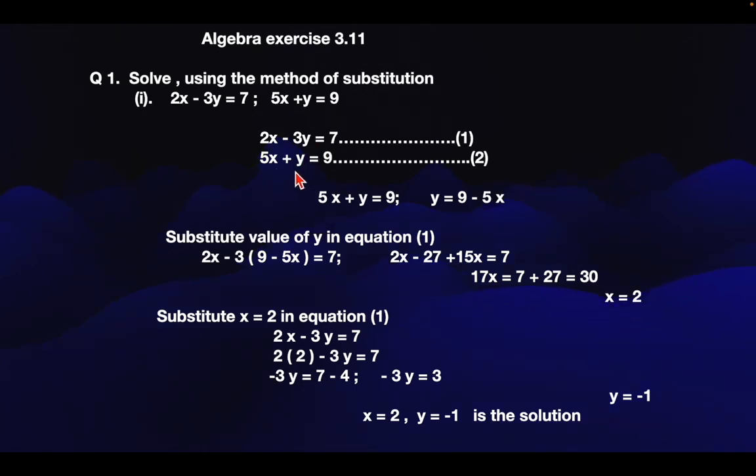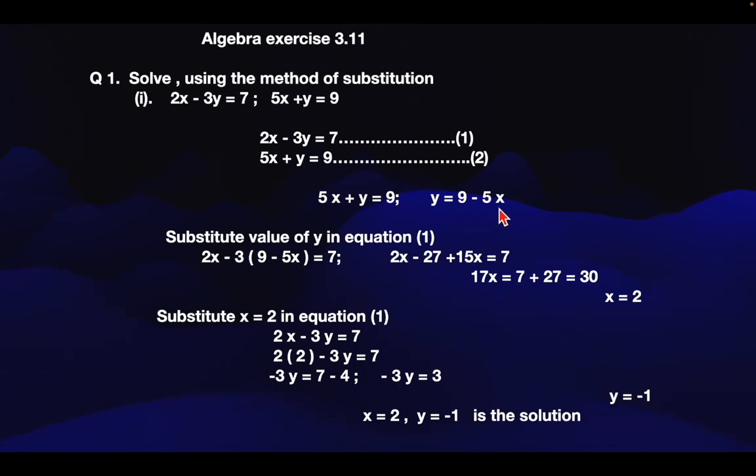For simplicity, I am going to take this second equation, and y is equal to 9 minus 5x. You can take any variable, but if you want to substitute x, so if you take 5x is equal to 9 minus y, then x is equal to (9 minus y) upon 5. So you will get a fraction. So the sum will become harder. So I am taking the simpler variable, y is equal to 9 minus 5x.